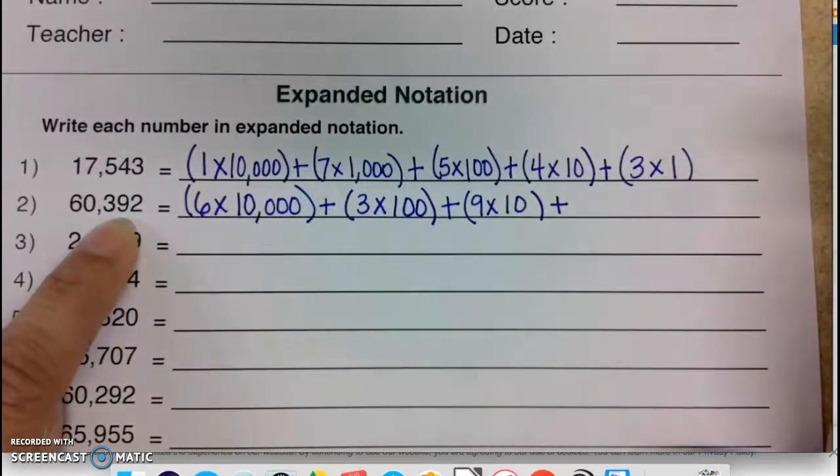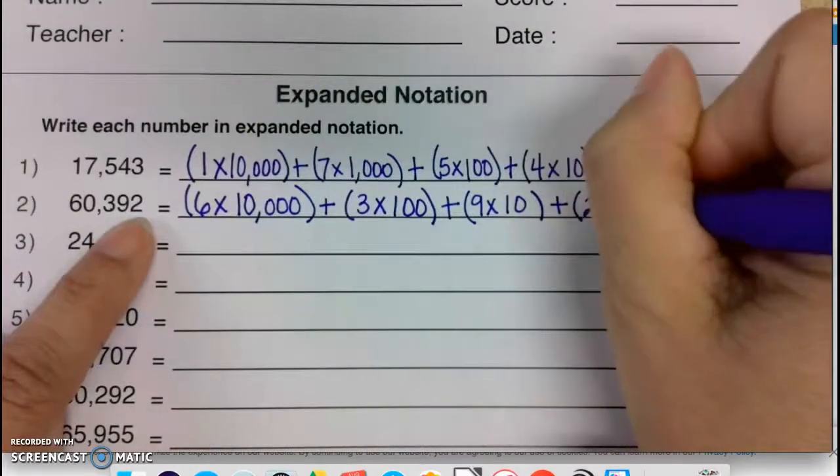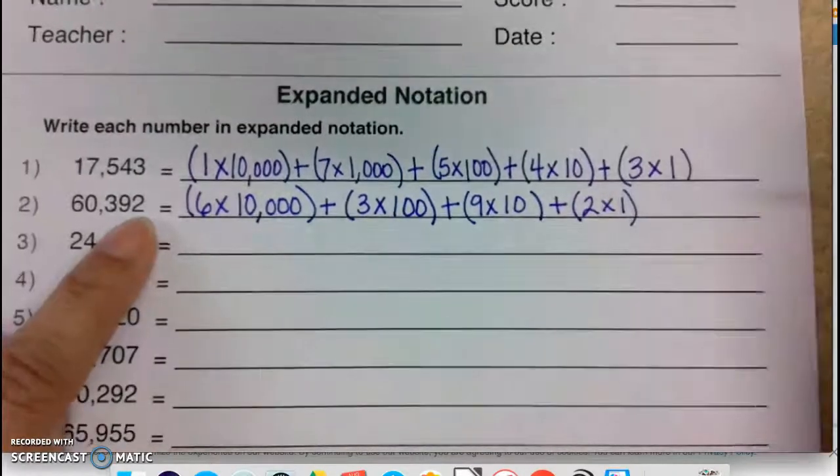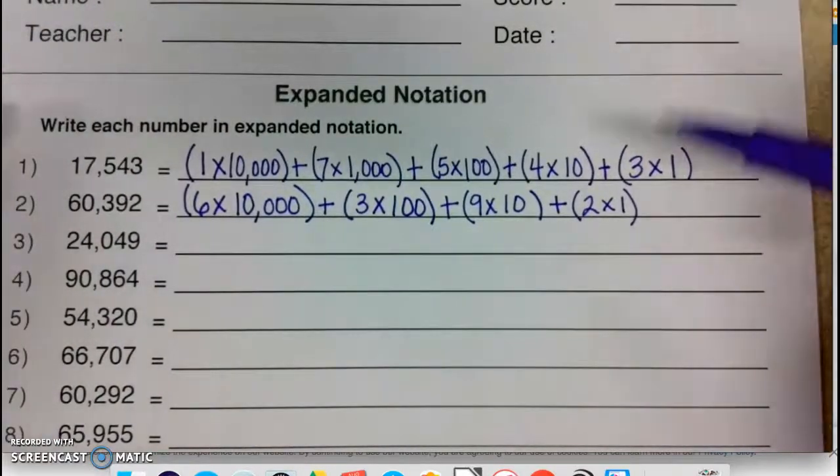And then I'm going to do a plus sign. And what next? And 2 times 1. Good. Why 2 times 1? Because it's in the 1 place. The 2 is in the ones place. Good job. All right. Let's go down to the bottom.